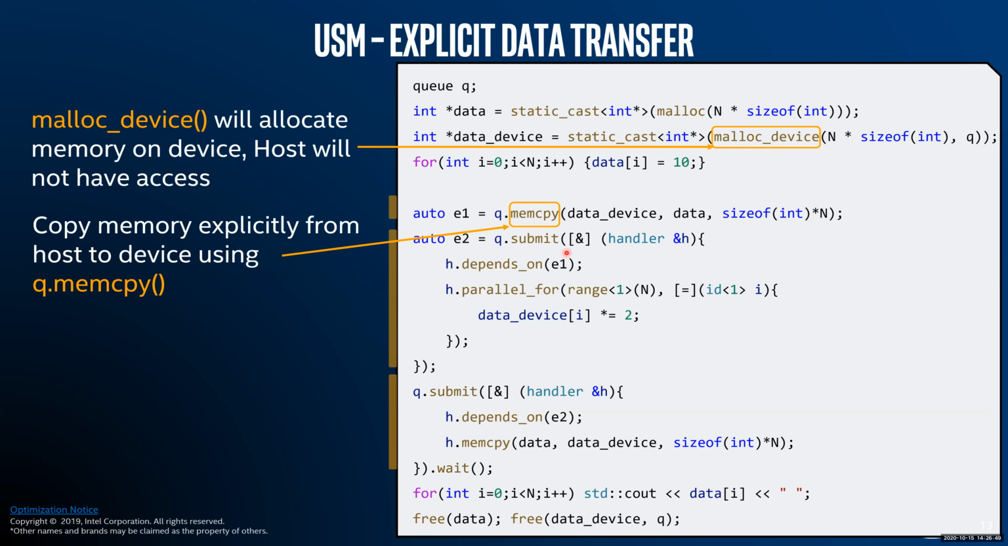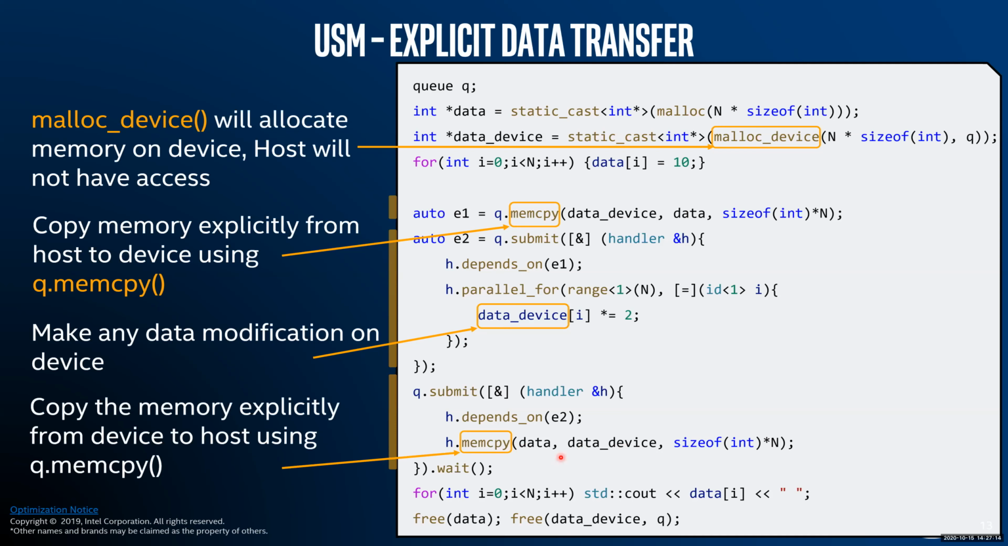And once the data is on the device, now you can actually modify that data object on the device. All you have to do is access data_device and modify. And once this particular compute function is complete, then we have to copy the data back from device to the host. And that's what this third kernel function is doing, where it's copying the memory back to the host. And then finally, the data will be available on the host to print.